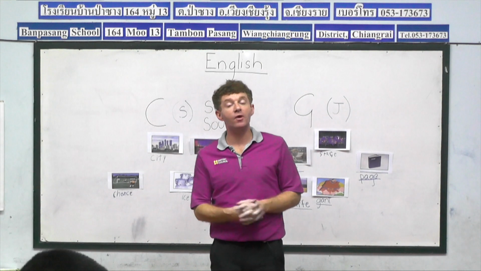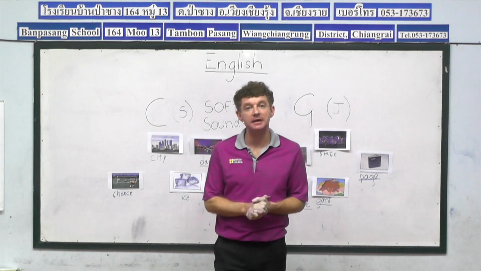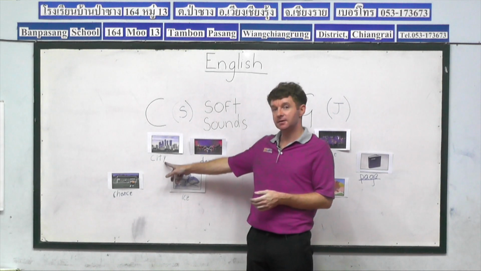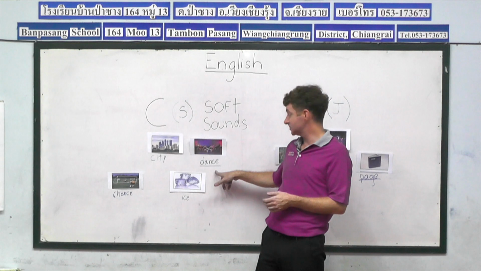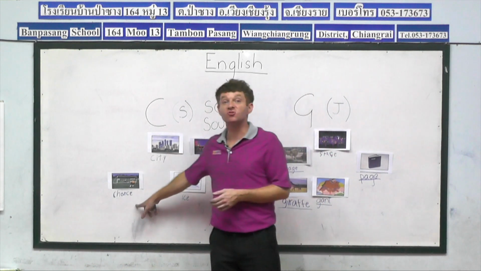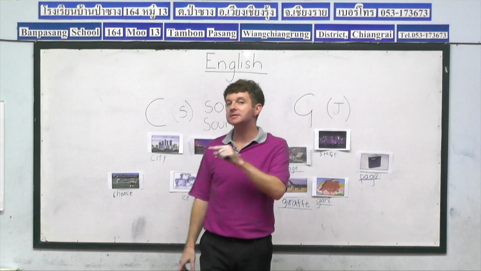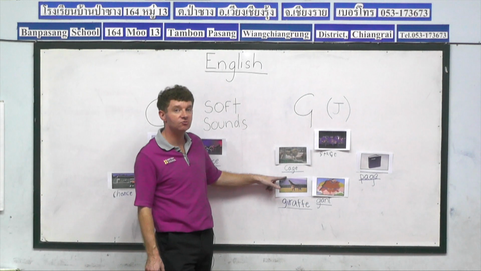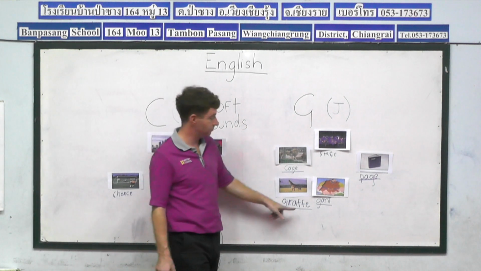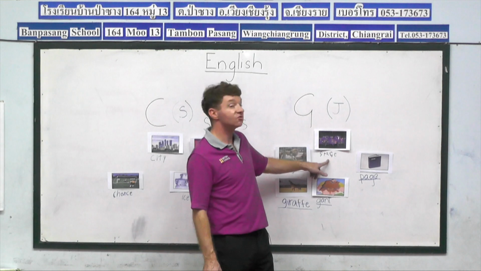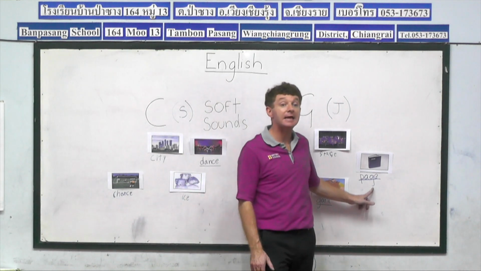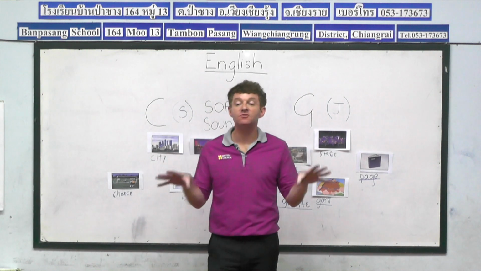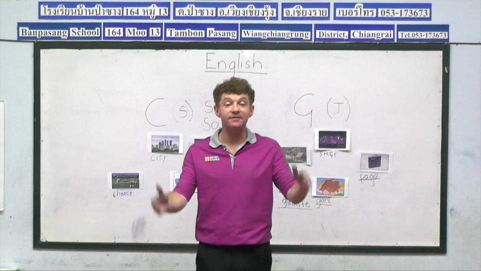So now we've got the vocabulary on the board. Let's practice speaking one more time. First of all, soft C sounds. City, dance, ice, chance. Notice how the C sounds like S. And now for soft G sounds. Cage, giraffe, giant, stage, page. Notice how the G sounds like J, and this is what gives us our soft sounds. So well done, guys, that was excellent.